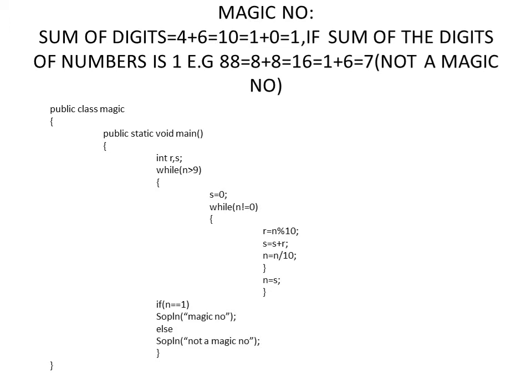Whenever the digits of a number are summed and reduced to a single digit number, and that single digit is 1, then it is called a magic number.